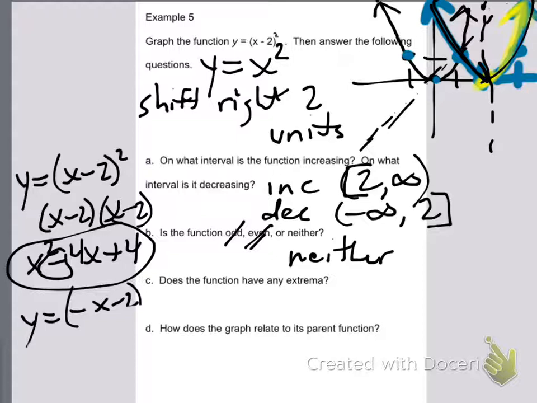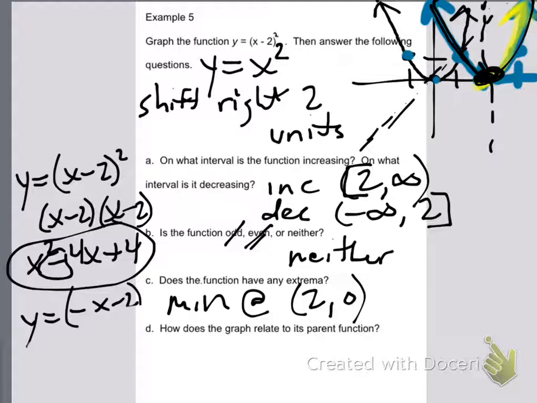Sorry about that. Does the function have any extrema? Well, it does have, right here, at the vertex. Okay, so we have a minimum at 2, 0. That's the vertex. That's the lowest point of the graph.